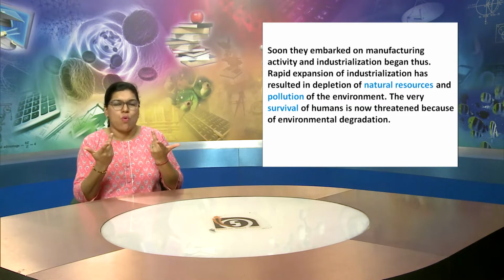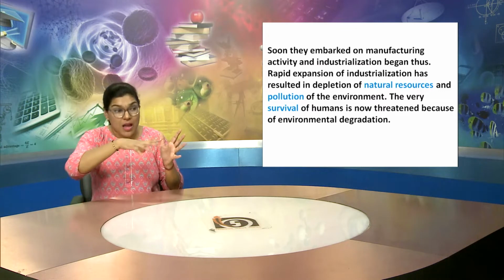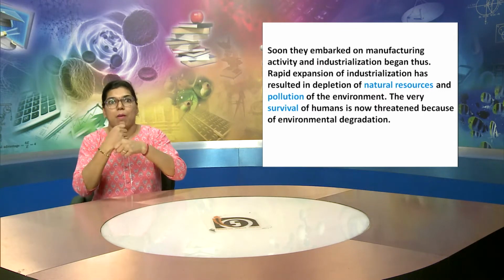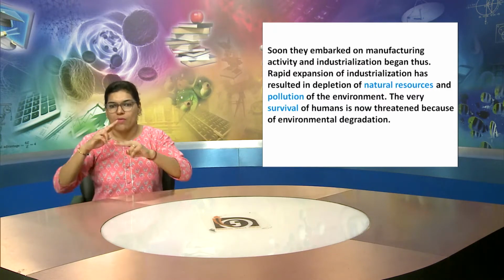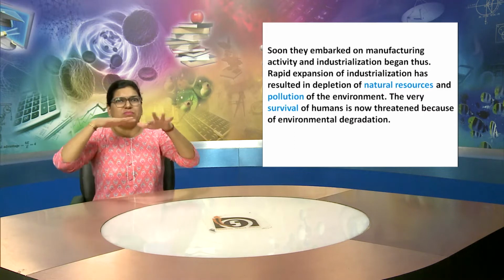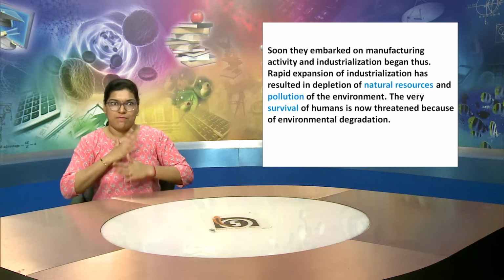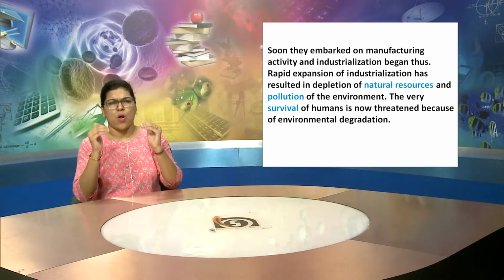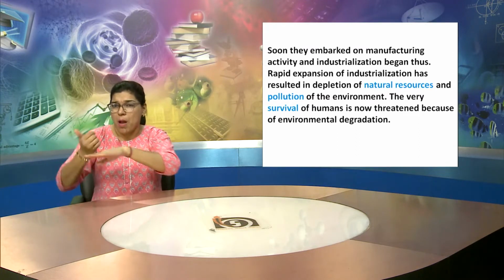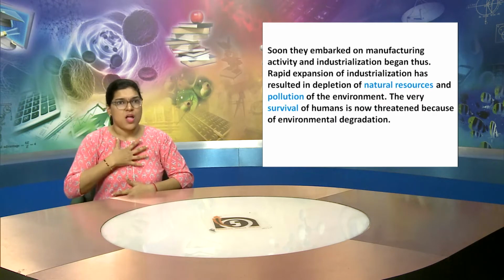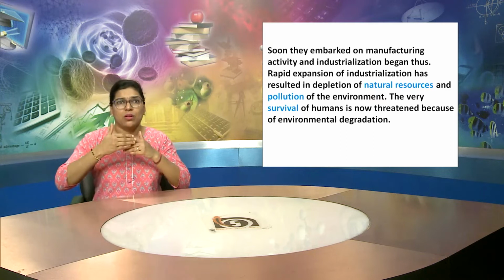Because all those metal ores were taken out from those mines, and they used to be gathered at some places for the making of different items. So that is why industrialization started. And with the rapid expansion of industrialization, it resulted in the depletion of natural resources and also the pollution of the environment.